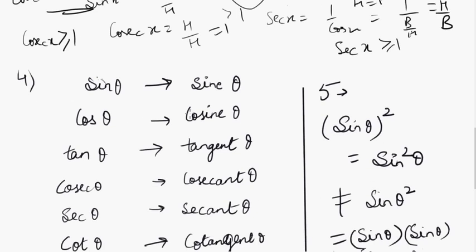Now the fourth point basically represents the full names of the trigonometric ratios. It says sin theta is sine of theta. Similarly, cos theta is cosine of theta. Tan theta is short for tangent of theta. Cosec theta is short for cosecant of theta. Sec theta represents secant theta, and cot theta represents cotangent of theta.